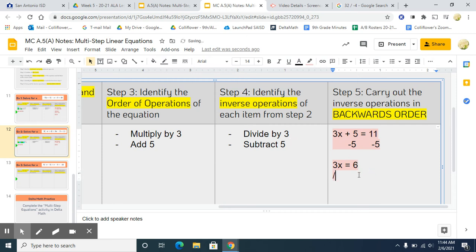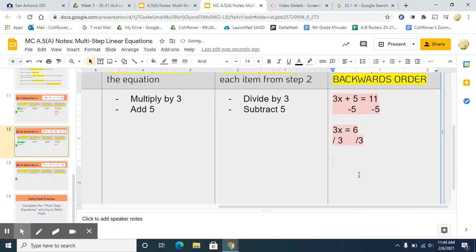My last step is to divide by 3 on both sides. 3 divided by 3 is 1. 1 times x is x. 6 divided by 3 is 2. And now I have my value of x.